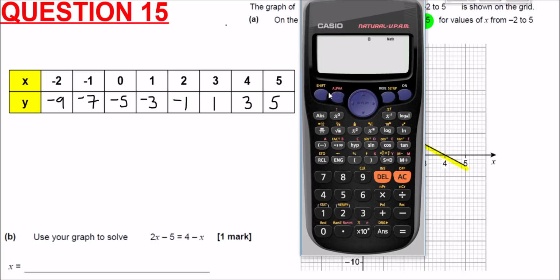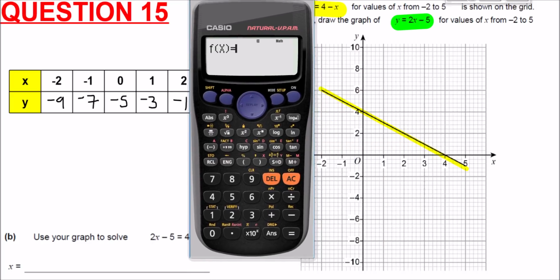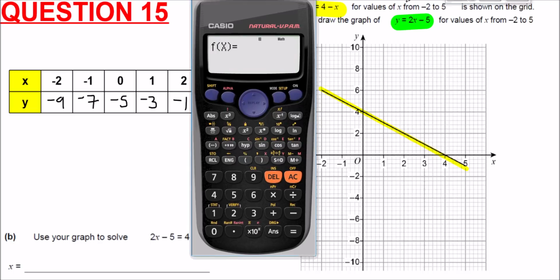So if you press mode, then table, it comes into this mode here. Now f of x just means y. So what y are we going to want to plot? So the y we want is 2x minus 5. So we type in 2, then we need to find an x. Now the x we need is this red x here. So we press alpha, which is in red, and the bracket to get the x symbol. Then press minus 5, and that's the entire equation, so press equals.